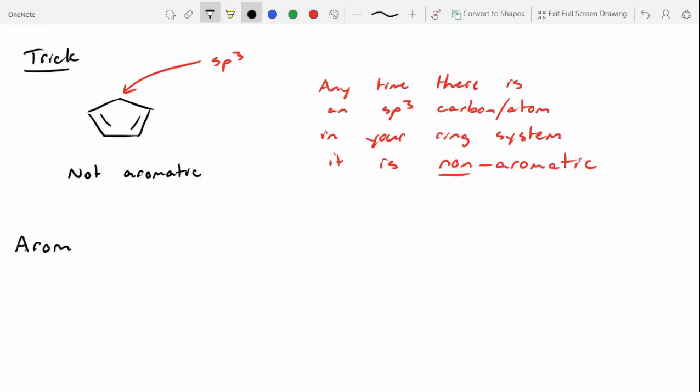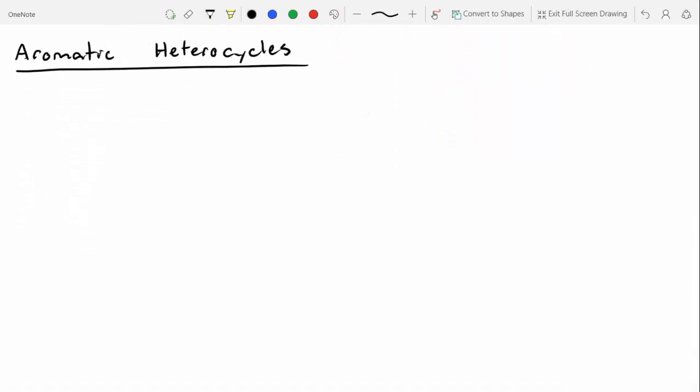Aromatic heterocycles. Yeah, not or non-aromatic. It doesn't fall into a category of aromaticity or anti-aromaticity. It's just none of the above sort of thing. All right, let's take a look at some aromatic heterocycles. I've got a couple of examples. A heterocycle just means it has a non-carbon atom in the ring system.